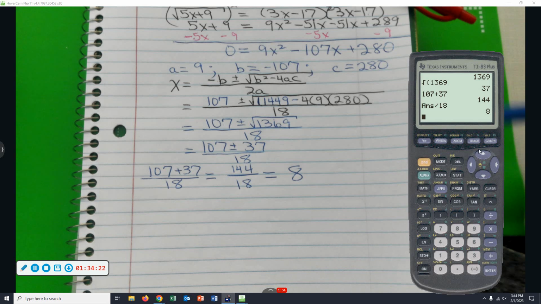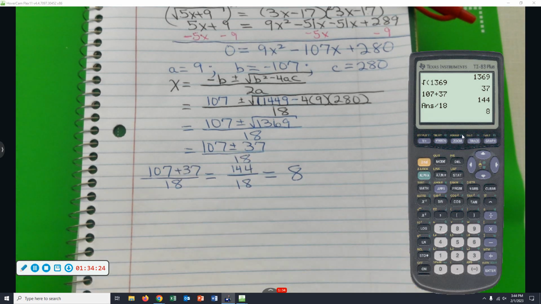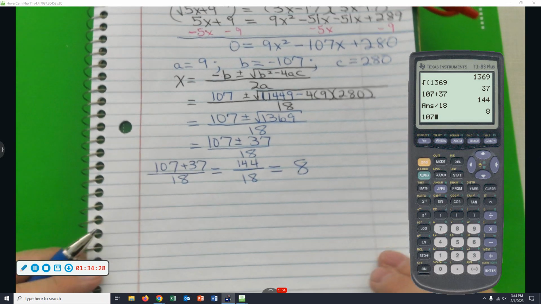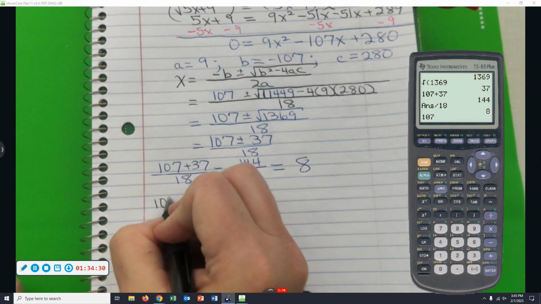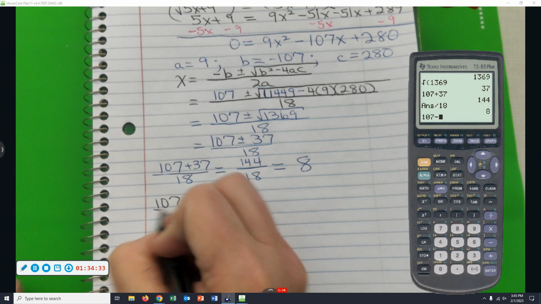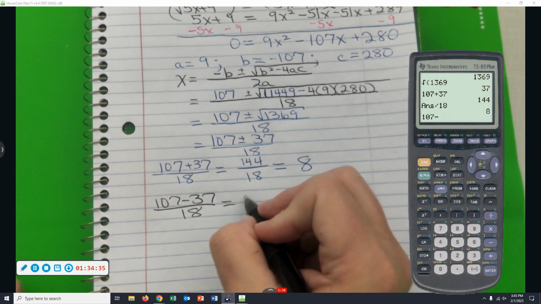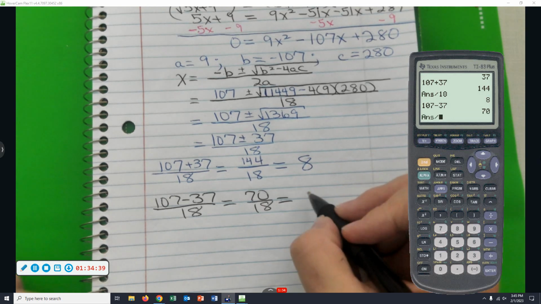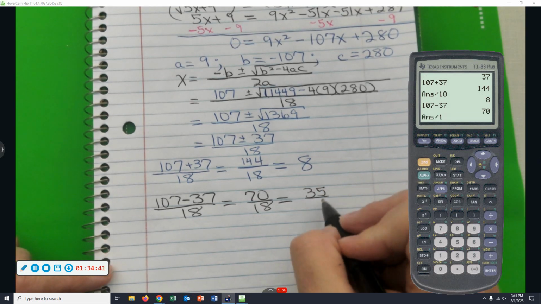Now what about the minus? Now let's do the minus possibility. 107 minus 37 all over 18. That's a 70 over 18, and we can cancel a 2 above and below. I'm getting 35 ninths.